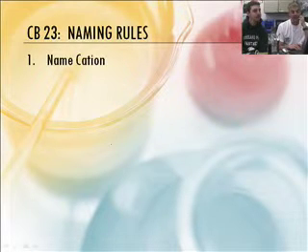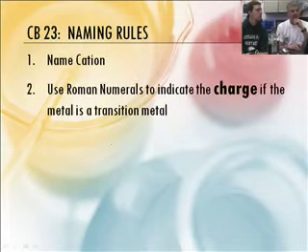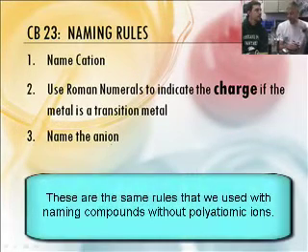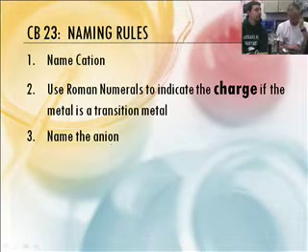Okay, so, let's review. We're going to learn how to name some things and write formulas. We just did this, but we're going to do it a little differently with polyatomic ions. Remember the naming rules? You've already written these down. Here they are. You use the exact same rules when you name them. So let's name some things.